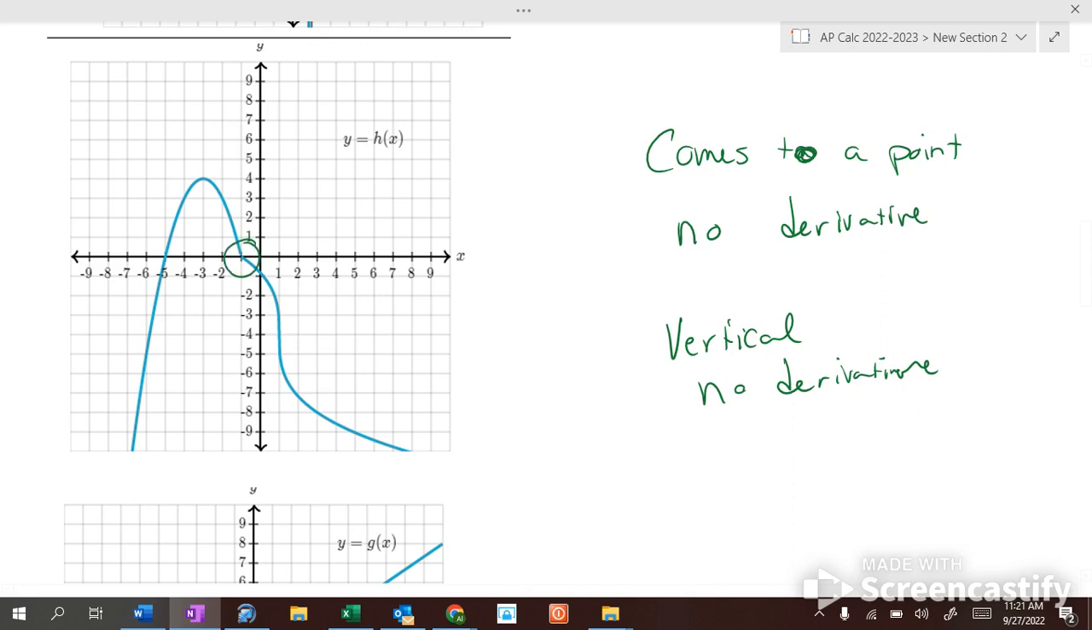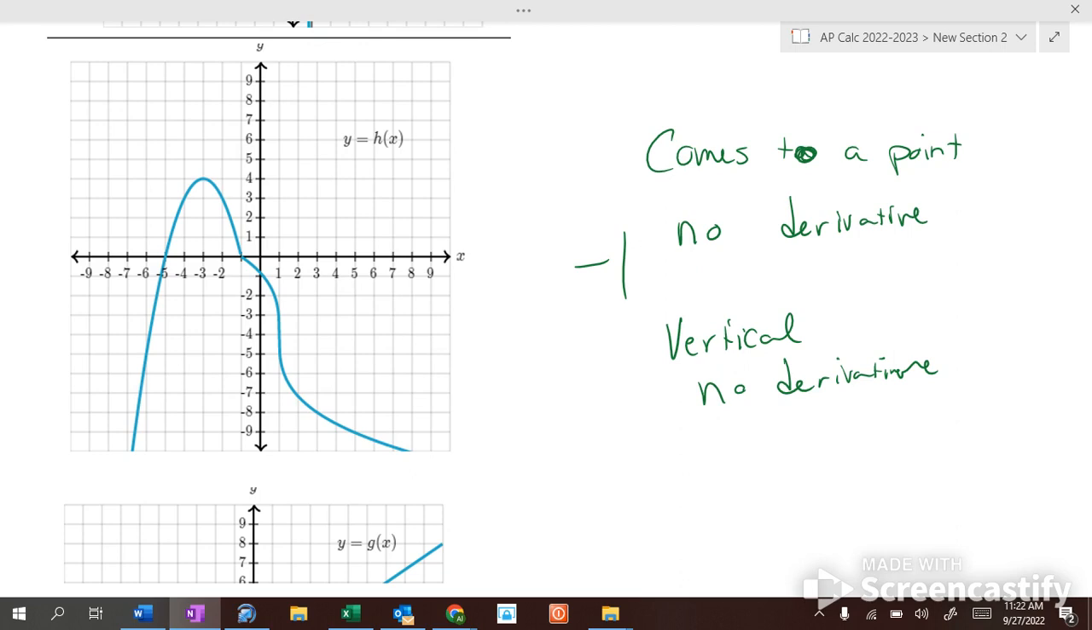Even though maybe it doesn't look like it to you, it comes to a point there where the slope coming in and the slope coming in this way are not the same. Like at this point right here, the slopes are changing, but by so little that they're basically the same. But at this point, the slope coming in this way and the slope coming in this way are totally different slopes. So the limits are different. And so there's no derivative because it comes to a point. So at negative one, there's no derivative.